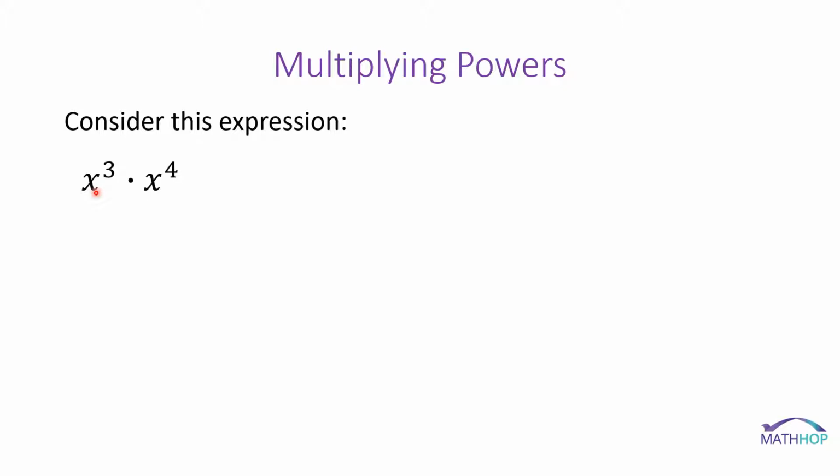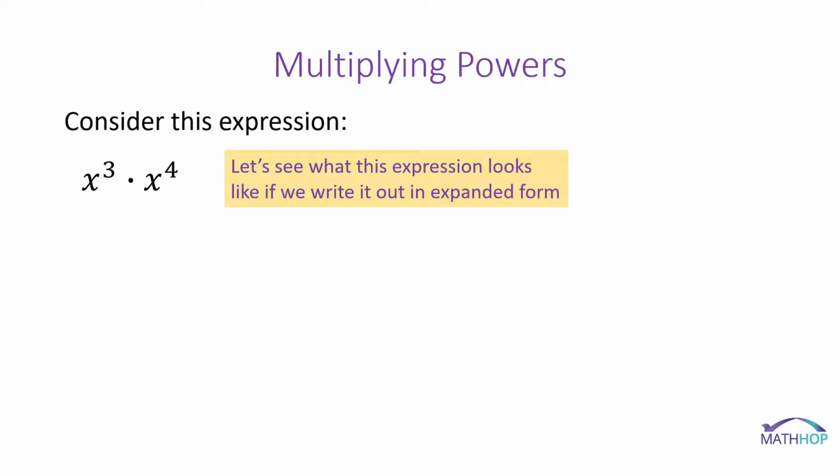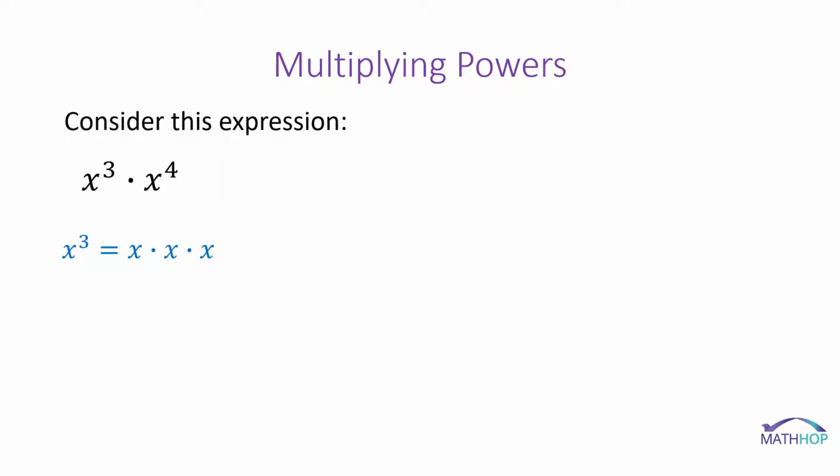Remember that in an exponent, or something in exponential form, there's a base, which is the only value being multiplied, and the power, which tells you how many factors of that base you are going to multiply. In order to understand this rule, let's look at what this expression would be like if we wrote it in expanded form. So if we were to write x cubed in expanded form, there would be three factors of x, or x times x times x.